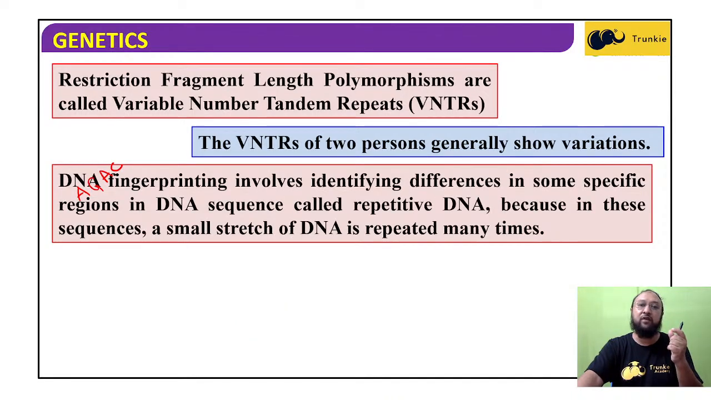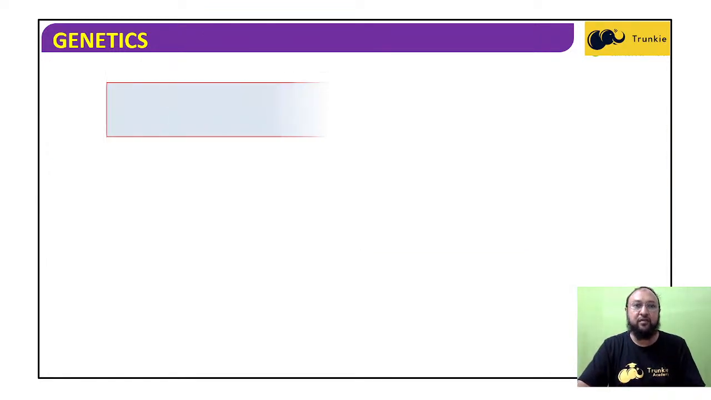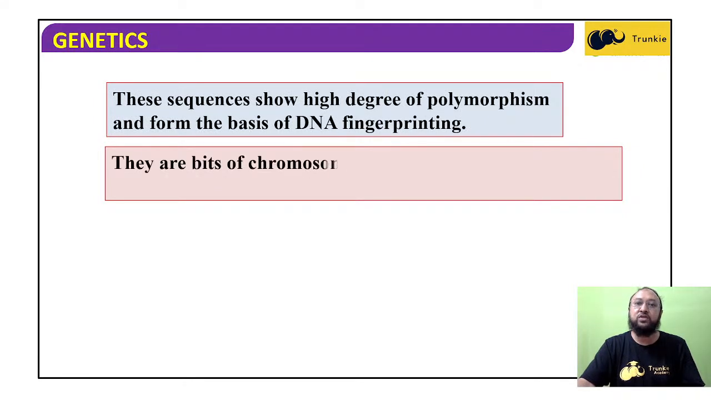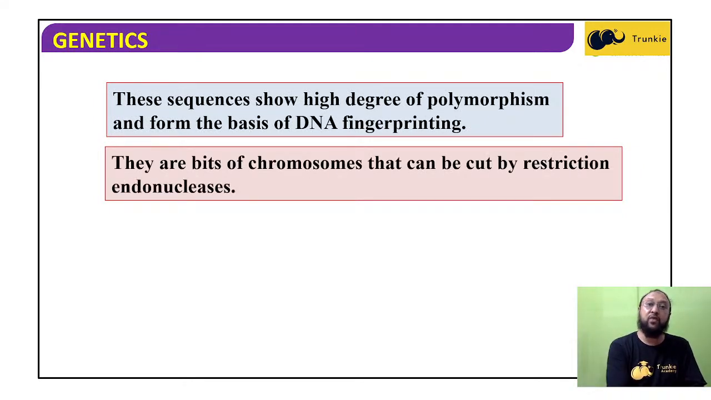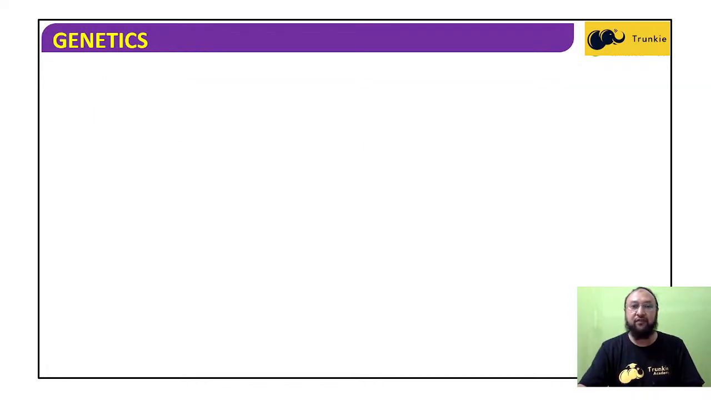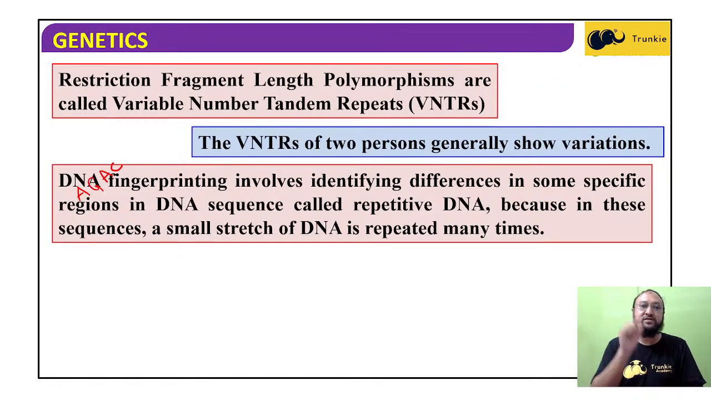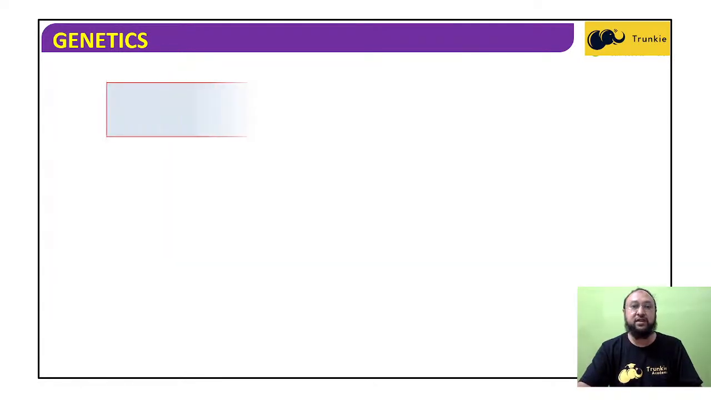So what happens? DNA fingerprinting involves identifying differences in some specific regions in the DNA sequence called repetitive DNA. That forms the basis because in this sequence a small stretch of DNA is repeated many times. That is the VNTR, and the sequences show a high degree of polymorphism and form the basis of DNA fingerprinting. Only the part which is repeating forms this, and this repetition is different in different people.